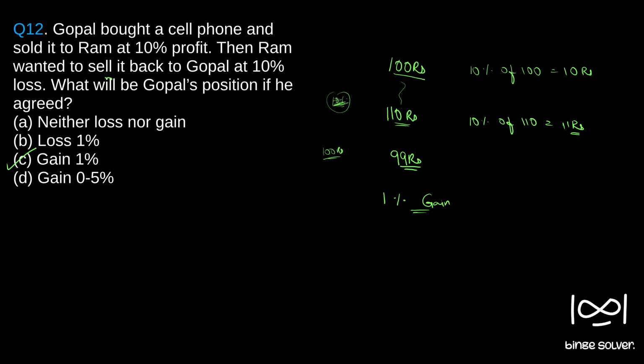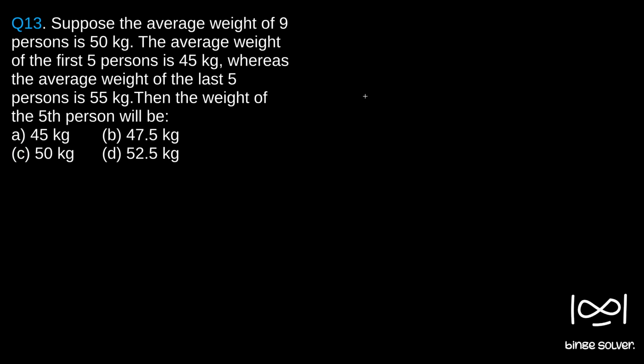Next question, question 13. Suppose the average weight of 9 persons is 50 kilograms. The average weight of the first 5 persons is 45 kilograms, whereas the average weight of the last 5 persons is 55 kilograms. Then the weight of the fifth person will be? So there are 1, 2, 3, 4, 5, 6, 7, 8, 9 people. The average weight of 9 people is 50 kilograms. So total weight can be found by 9 into average weight 50. So 450 kilograms is the total weight that we know.